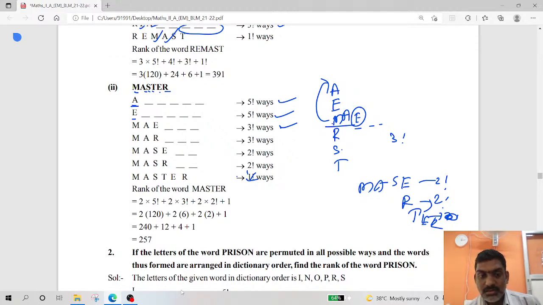Next question. If the letters of the word prison are permitted in all possible ways, and the words thus formed are arranged in dictionary order, find the rank of the word prison. Same like above.